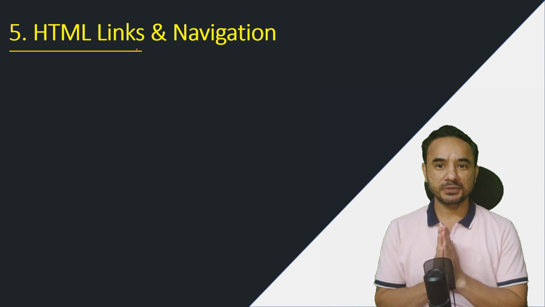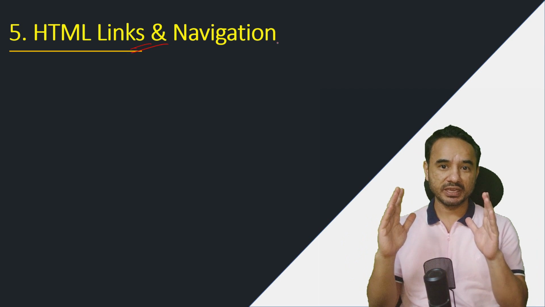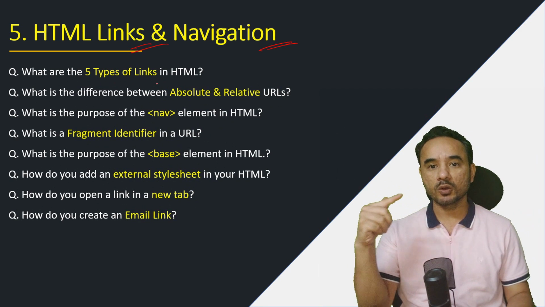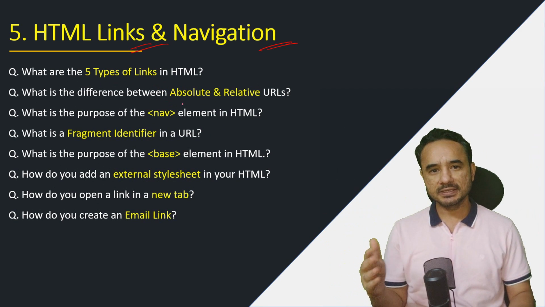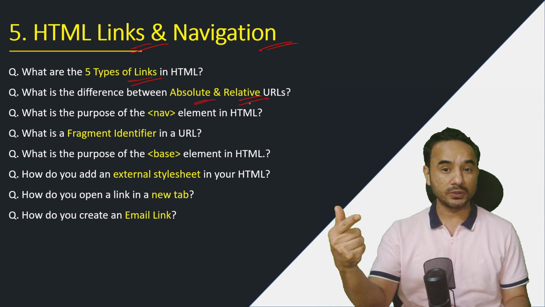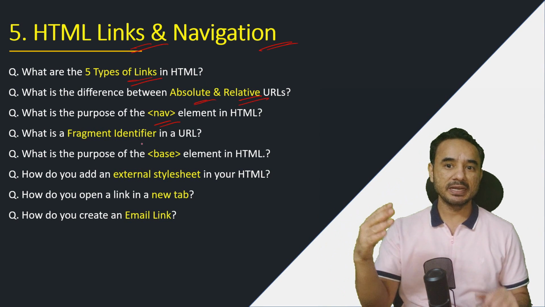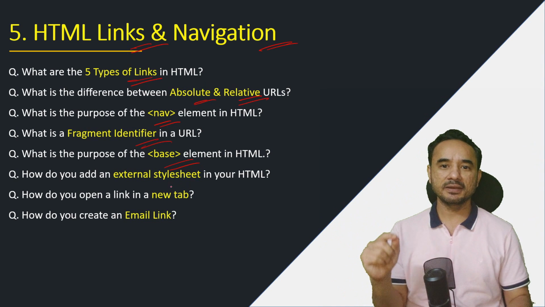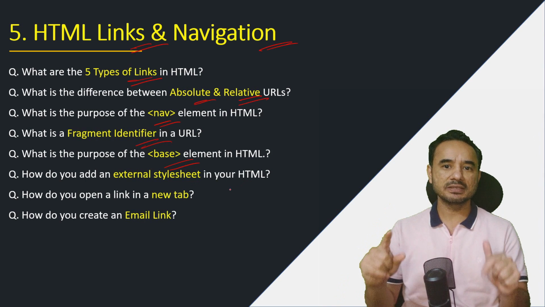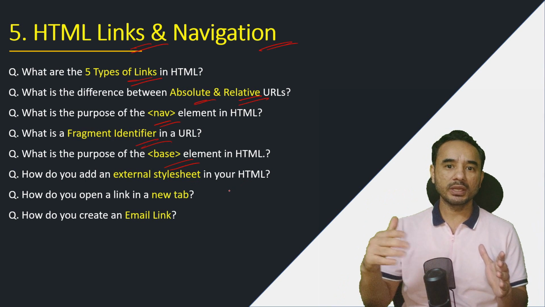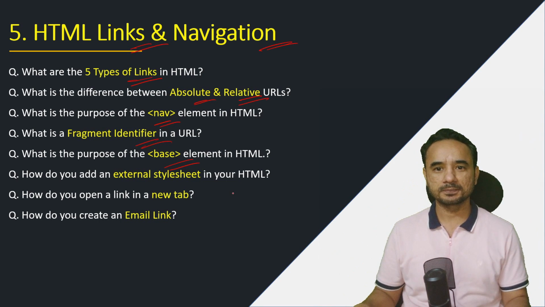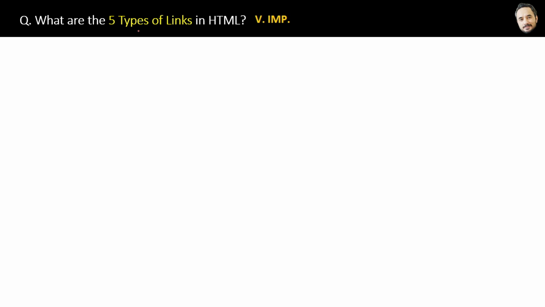All right, in this chapter, we will see questions on HTML links and navigation. They are very important in web applications for navigating from one part of the website to another. And here is the list of the questions. We will explore 5 types of links, then absolute and relative URLs, then nav elements, fragment identifier, base element, and some other questions. Maybe you already know some of them, but at least revise one time. So maybe you can increase the playback speed of the video. So let's start with the first question.